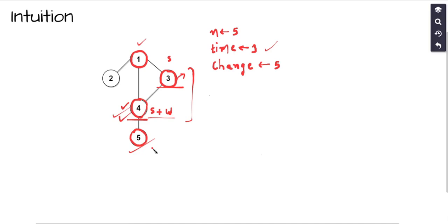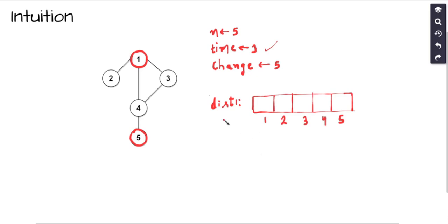Let's see how we can modify my Dijkstra algorithm to solve our problem. So we know that in Dijkstra algorithm we take a distance array. What is the functionality of this distance array? This distance array basically has a size same as the number of nodes, and we store the shortest distance into this distance array. Okay, so this is the typical distance array for Dijkstra algorithm.